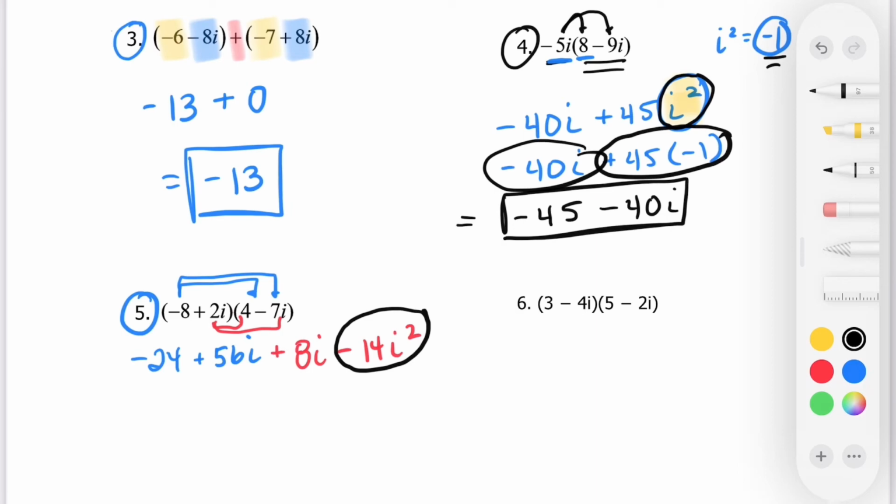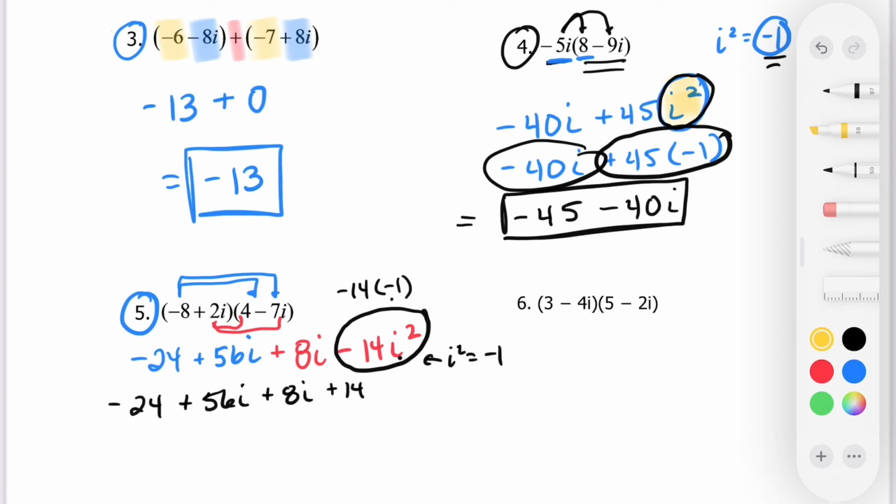So remember, i squared is equal to negative 1. So we're going to replace i squared with negative 1. So I'm going to rewrite the whole problem down here. Negative 24 plus 56i plus 8i. Those haven't changed yet. Now negative 14 times negative 1 is positive 14. So remember, I replaced i squared with negative 1, and that's what this simplifies to.